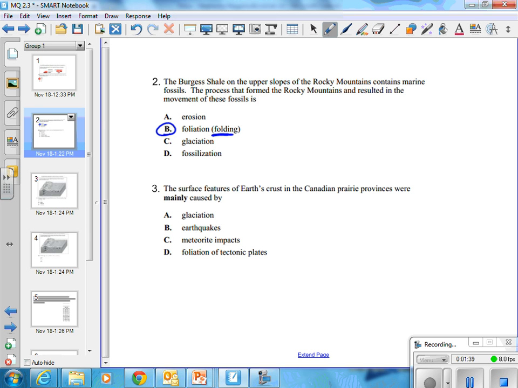Okay, the surface features of Earth's crust in the prairie provinces. So when we talk about surface features, we're looking at different things found out on the land that are unique to this area. Most of this is caused by, so we're talking about the prairies now, not the Rocky Mountains, were caused by glaciation.